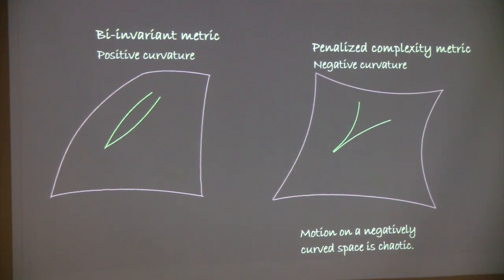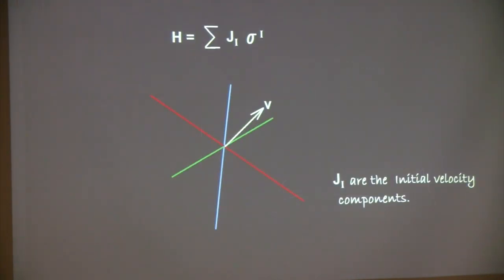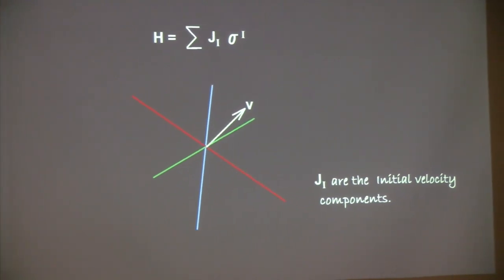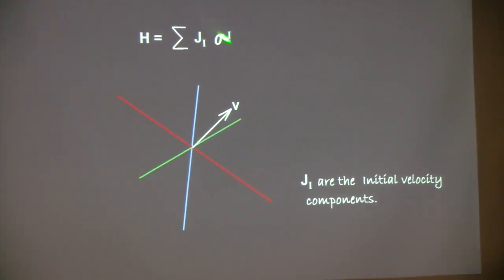Here, the rules are just the rules of motion on this negatively curved space. What happened to the Hamiltonian? I'll tell you what happened to the Hamiltonian. Let's take a Hamiltonian of the SYK type. Well, it's not quite the SYK type. This is not fermions, but it could be fermions. We could do this with the SYK model. A set of coupling constants, a set of simple operators, low complexity operators.